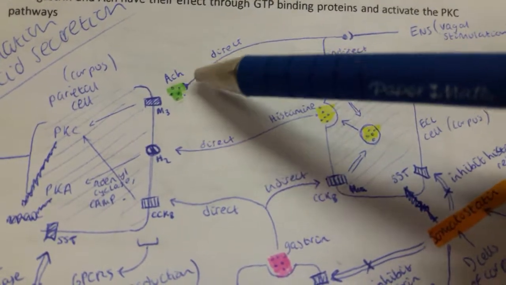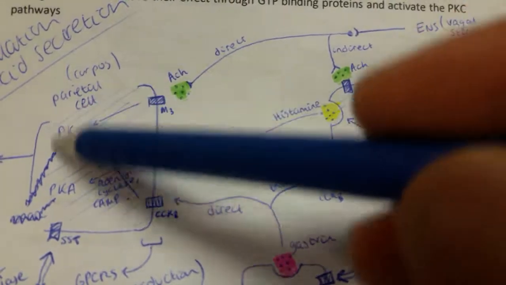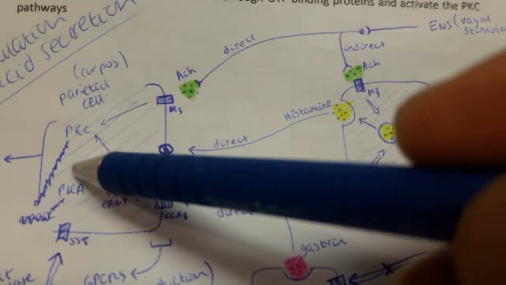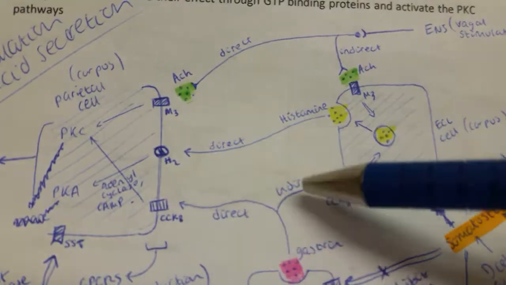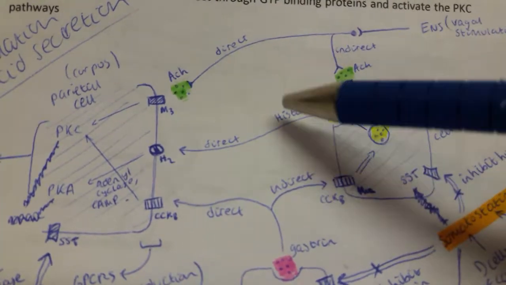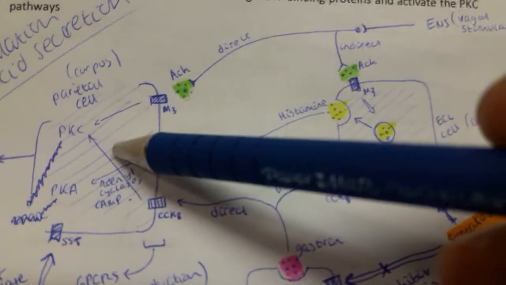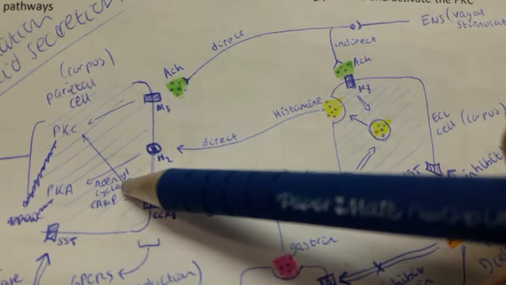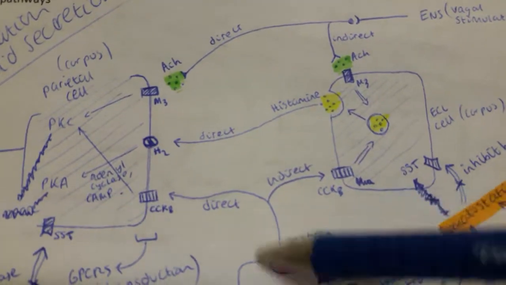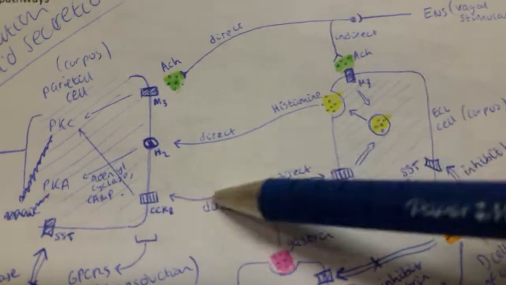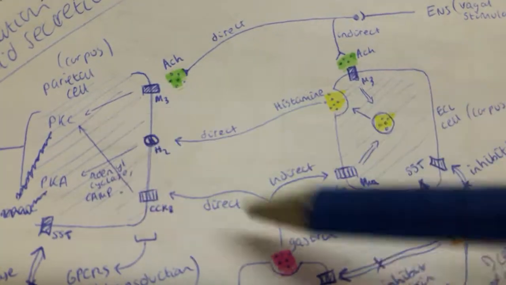Acetylcholine has a direct effect on parietal cells, which are shown here, causing them to secrete acid. Histamine from the ECL cells also has a direct effect on the parietal cells, causing acid secretion. Gastrin also has a direct effect on the parietal cells.